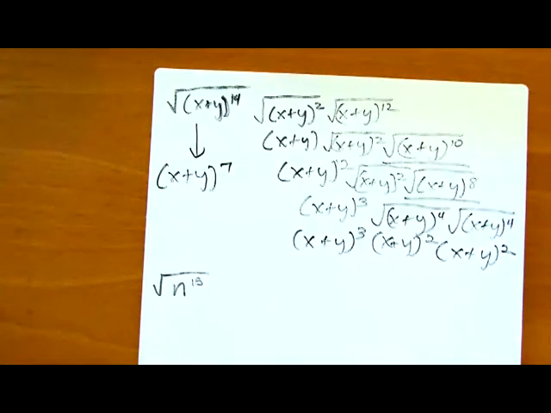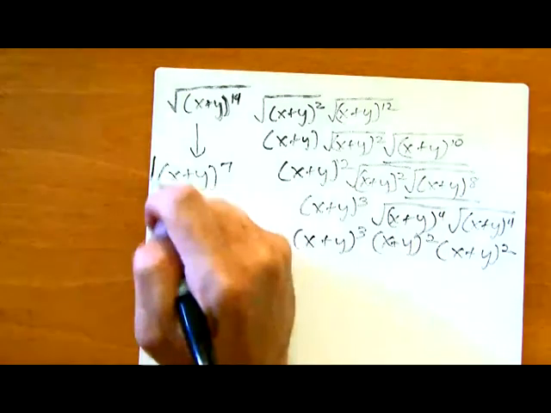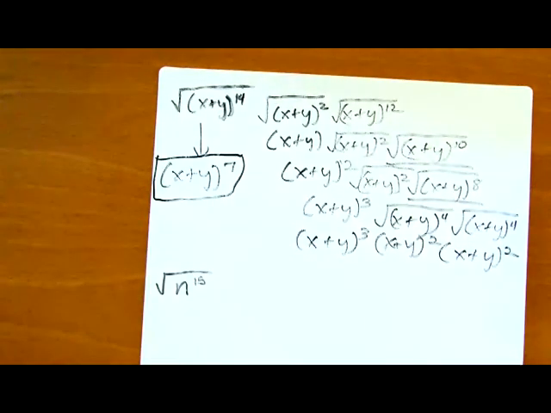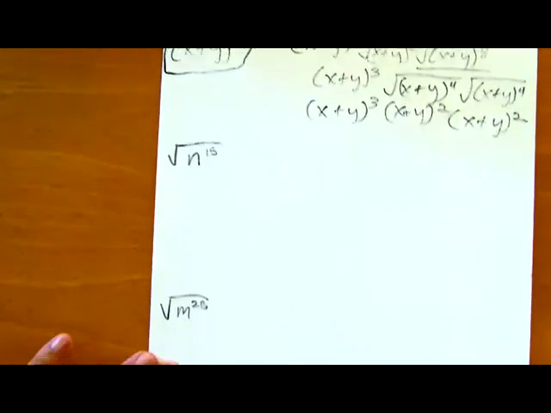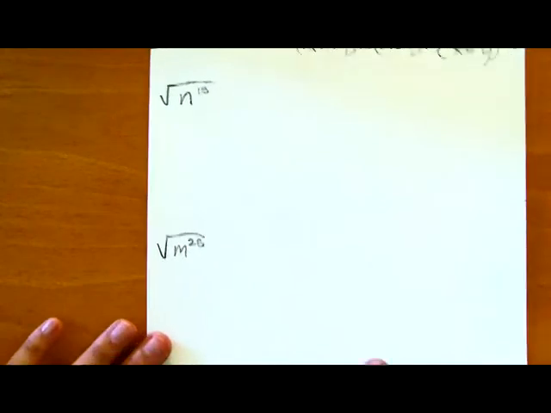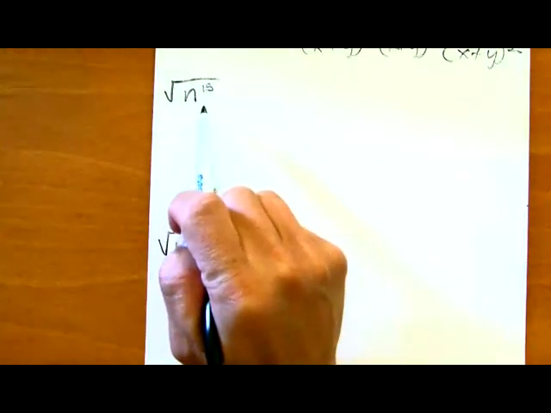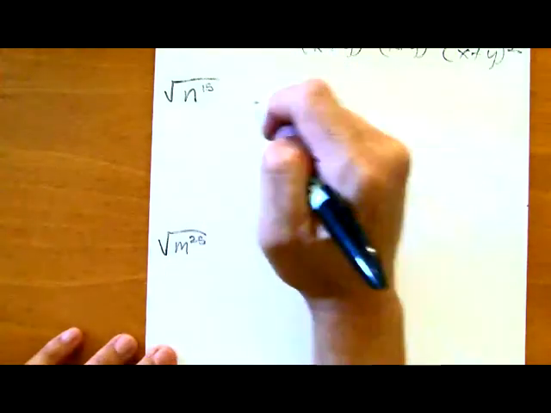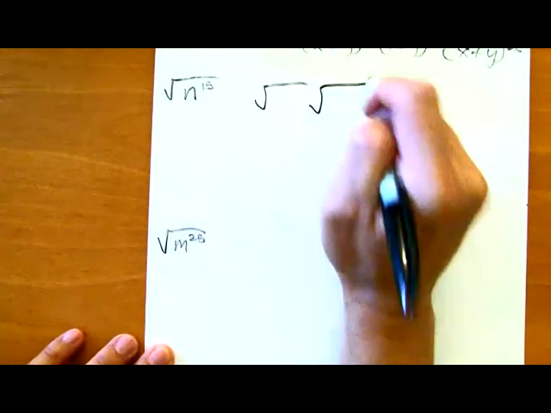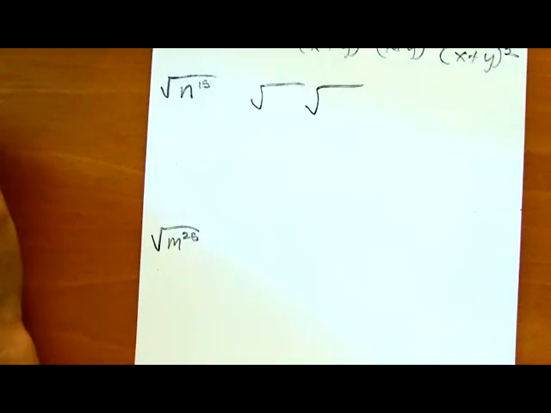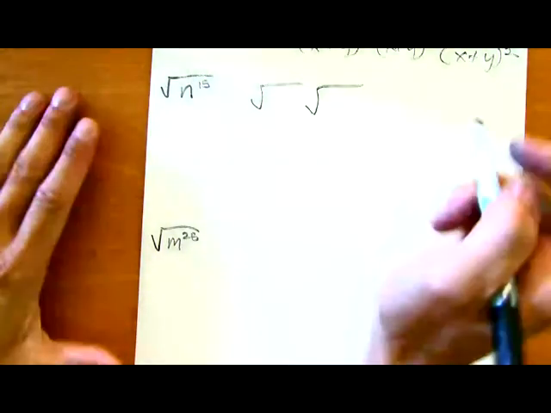I'm hoping you're noticing something. Couple more. Square root of n to the 15. You can't do anything with n to the 15, but we could split it up into factors. Just depends on what you choose.